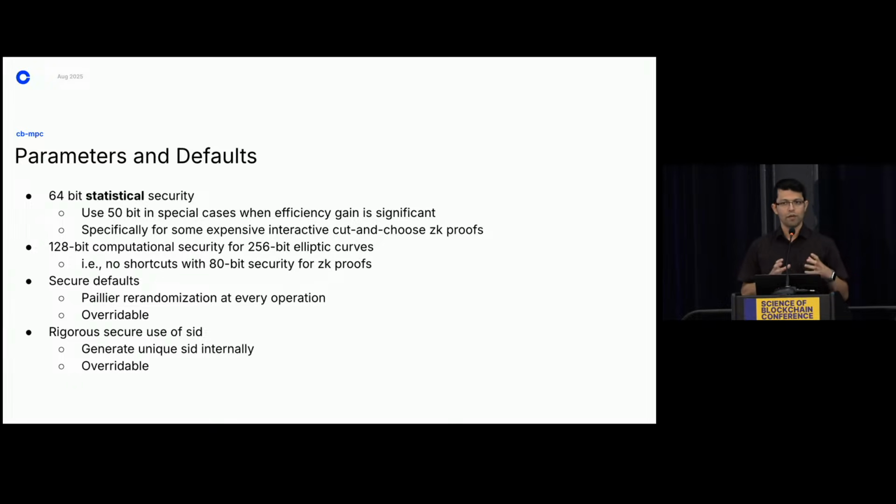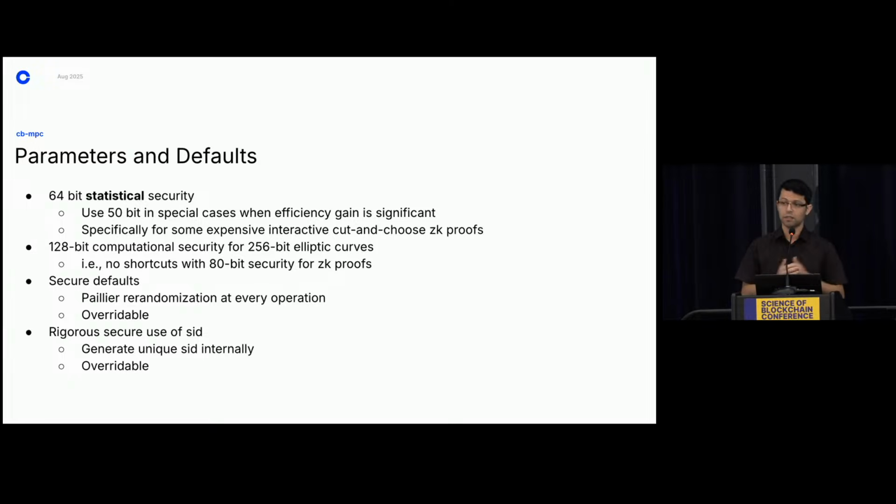We also, wherever possible, try to use secure defaults. So whenever we are doing a homomorphic operation or Paillier ciphertext, we do a re-randomization by default. Because if you do a homomorphic operation and you send the result to your counterparty, the resulting ciphertext could leak something about the secret. That's why we do re-randomization by default. Of course, this is overridable.